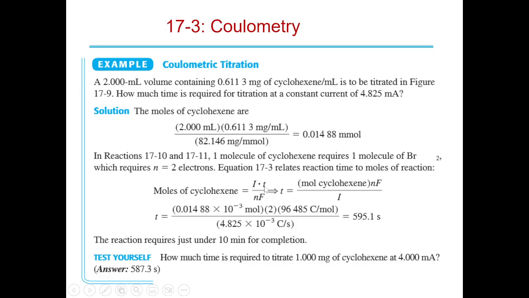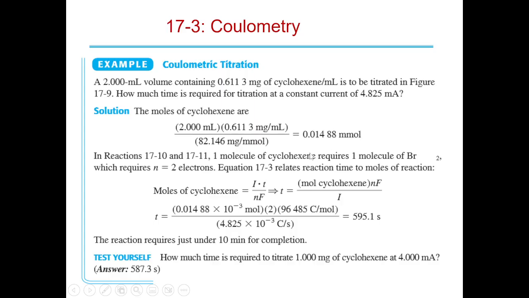This is a constant. This is what we're looking for, time. This is that current that it tells us right here, which is in milliamps. And N is, well, 2, right? 2 electrons. We plug these in. So we get time on one side, and the other terms on the other side. Remember, Faraday's constant is a, well, constant. We plug each of these numbers in. We just got our moles right here.